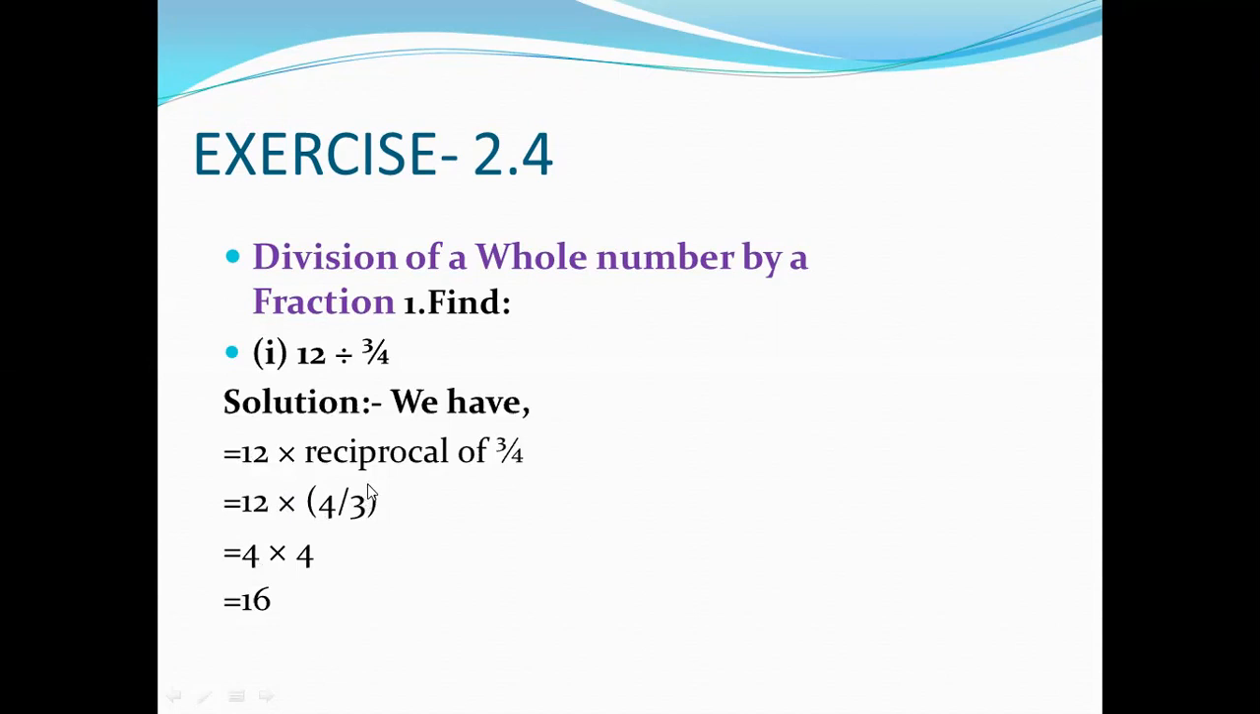In the denominator, 3 1s are 3, 3 4s are 12. So in the numerator here 4 and here numerator 4. These 4 and this 4 we will multiply. 4 4s are 16. Okay children, now we will see the next bit.